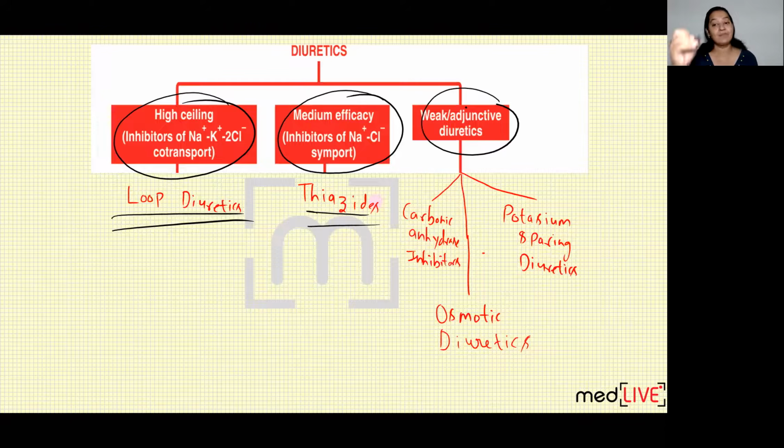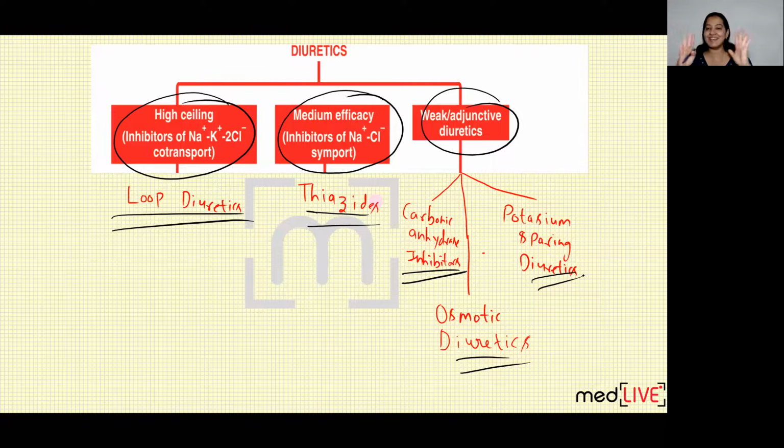And weak diuretics were having three classes. Remember it. That is carbonic anhydrase inhibitor. The prototype drug was acetazolamide. Osmotic diuretics. The prototype drug was a sugar, that is mannitol. And potassium sparing diuretics, that is spironolactone and amiloride. Correct. So in total there are five classes, one from the high ceiling, one from the medium efficacy, and three classes in the weak diuretics.